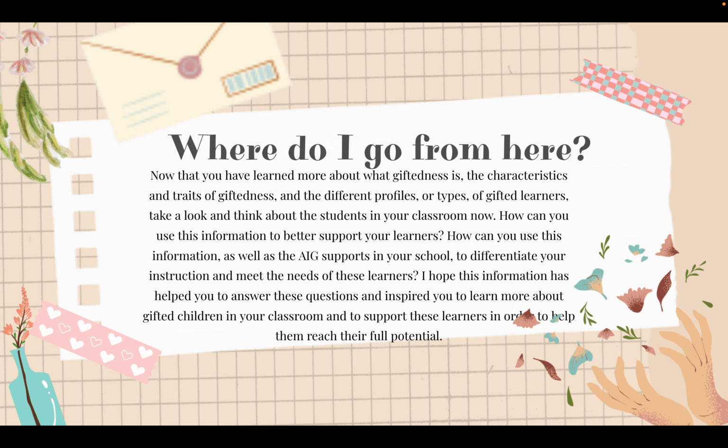Now, you may be asking yourself, where do I go from here? Now that you have learned more about what giftedness is, the characteristics and traits of giftedness, and the different profiles or types of gifted learners, take a look and think about the students in your classroom now. How can you use this information to better support your learners? How can you use this information, as well as the AIG supports in your school, to differentiate your instruction and meet the needs of these learners?